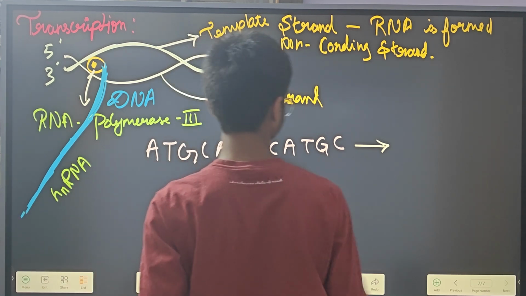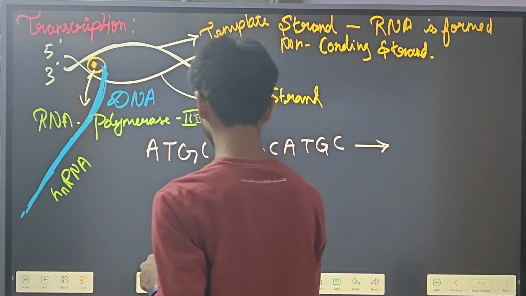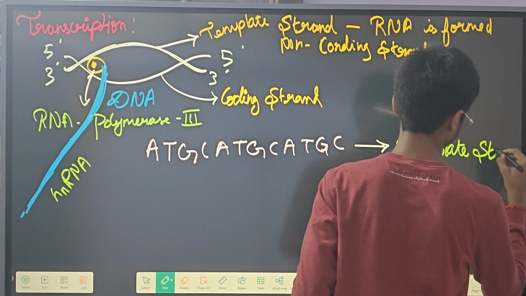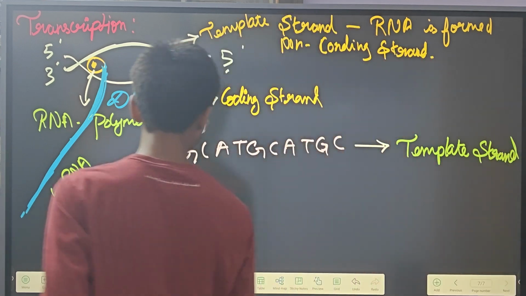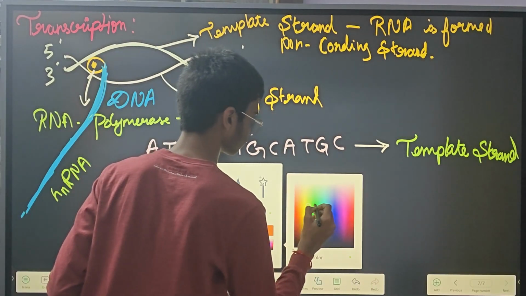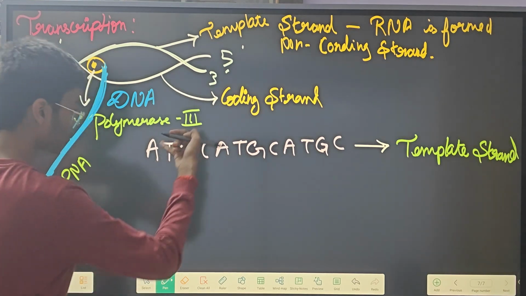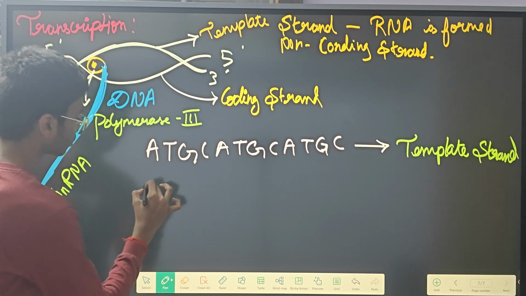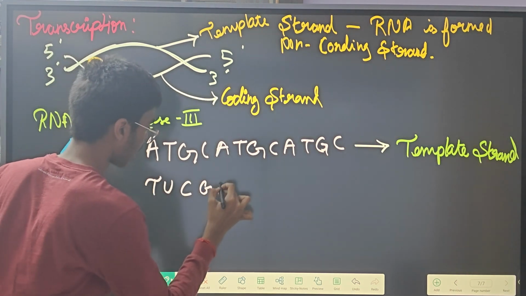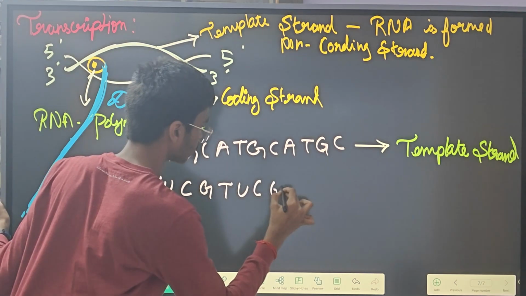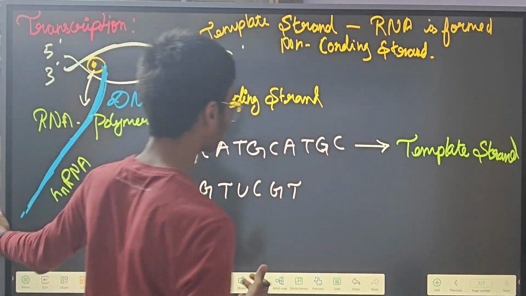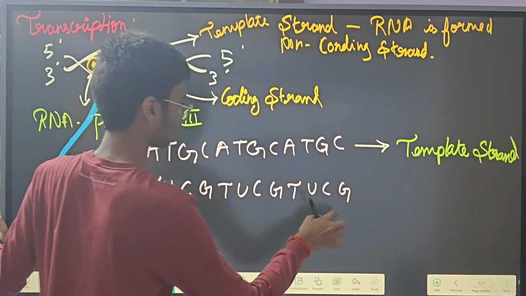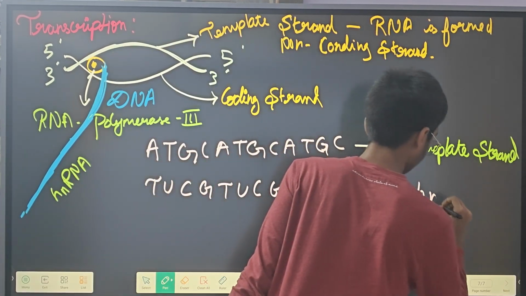Okay, so this one is exactly complementary, but the thing is, instead of adenine you have to put only uracil. So thymine, uracil, cytosine, guanine, thymine, uracil, cytosine, guanine, because in RNA, this is what the RNA is. This is the newly formed hnRNA.